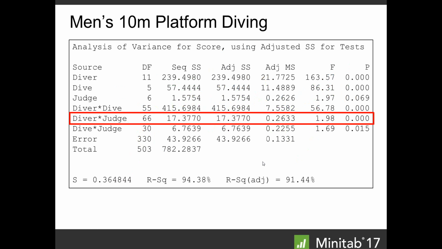Diver-judge interaction. So this has a very significant p-value, and this is the one that we fear, right? This is the judge bias that we always fear, that judges are going to favor certain divers more than others. And from a statistical perspective, it's a highly significant result, p-value 0.000.